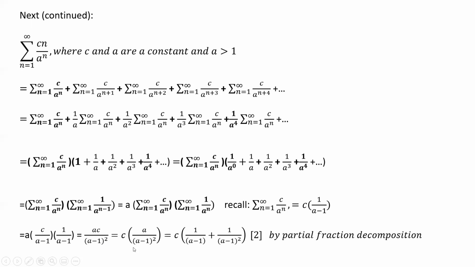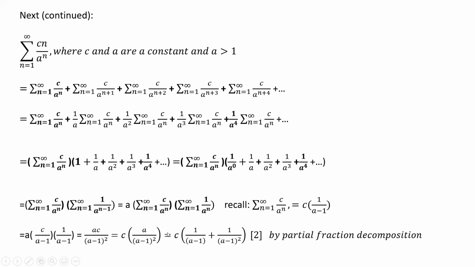And just for what I want to use later on, I can put it in partial fraction decomposition form and have this wonderful expression on the very far right, which is c times 1 over a minus 1 plus 1 over a minus 1 squared. We're going to use that one much later on. Not yet, but we'll use it later.